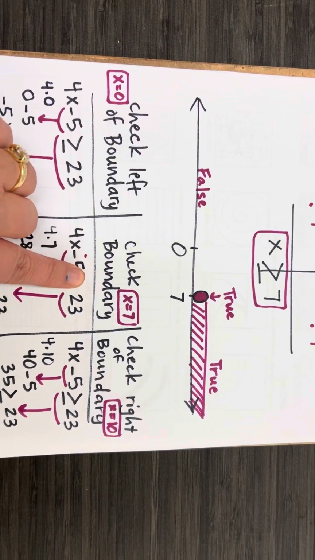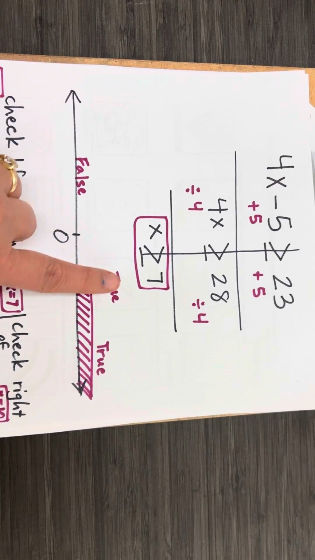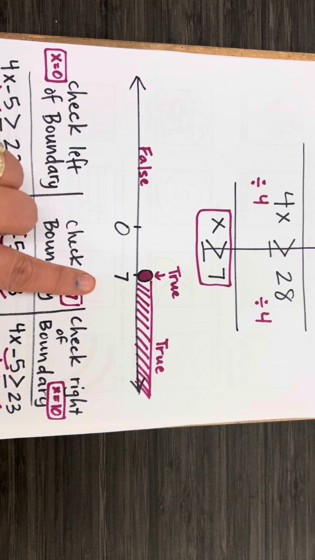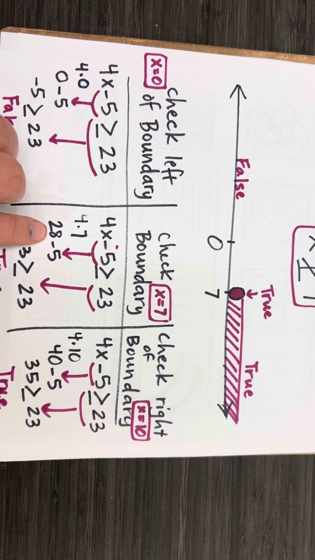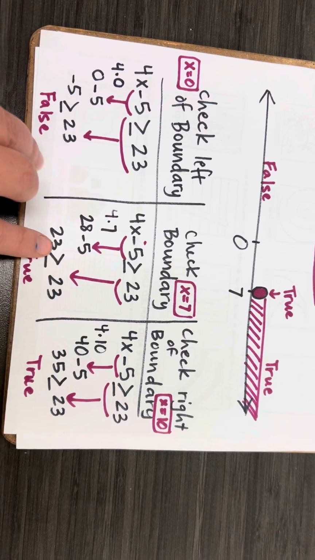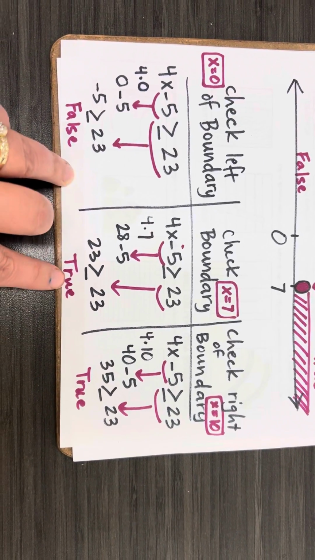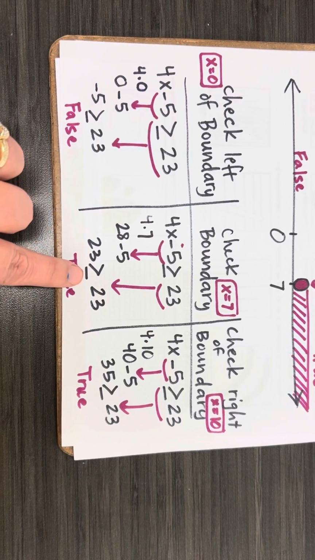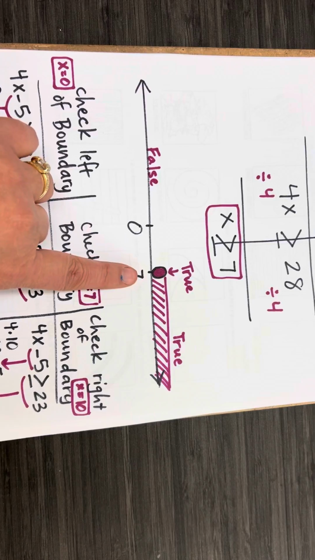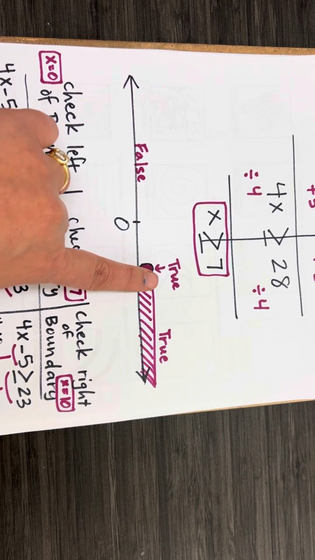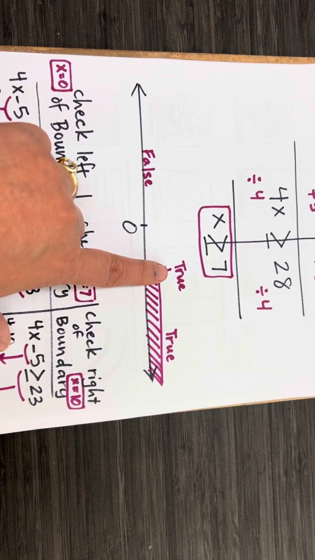Now I'm going to check the boundary. For boundary, I do not have a choice. It's the solution that I solved in the inequality. So x is 7. I'm going to go ahead and do 4 times 7. That gives me 28. Subtract 5. That gives me 23. Greater or equal than 23. That is true because we have this little equal symbol. So that is also matching my number line because I colored inside the circle.